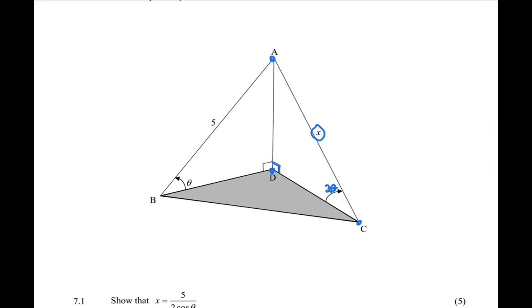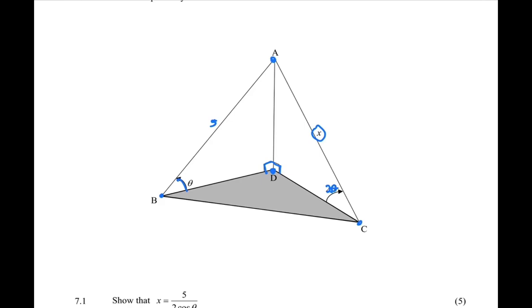But if you look at triangle ADB, we have theta here, and then we have 5, a value here, and here we have 90. So in these kinds of questions, you want to start with the triangle that has the most information and move towards the triangle you're interested in. Clearly, triangle ADB has the most information compared to triangle ADC. So let's start from triangle ABD and move towards triangle ADC.